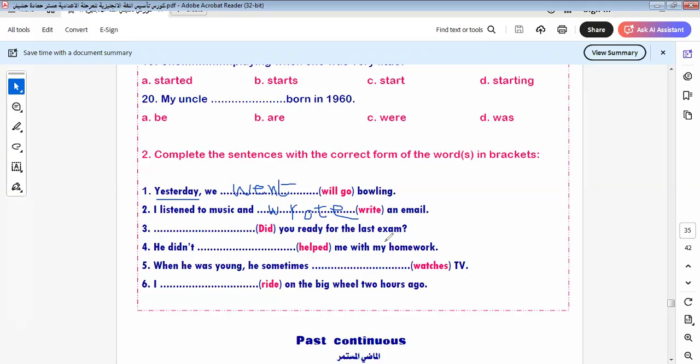"Were you ready for the last exam?" Here I omit "did", not "did". It will be "were you ready". Were you ready? Here we say "didn't. I helped." As we told you, when you have "did" or "didn't", the verb must be in what? In the stem form, like this. It will be "he didn't help", and omit "ed" from the verb. "He was young. He sometimes watched TV." Okay.